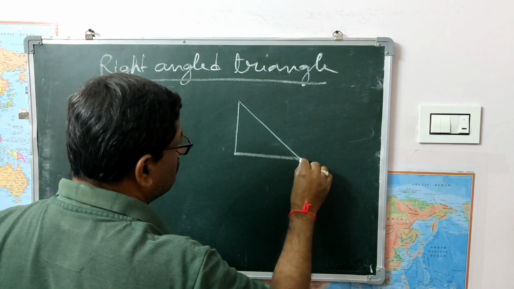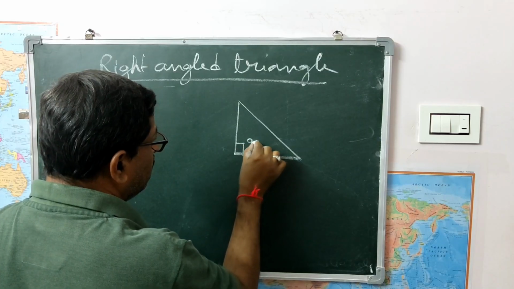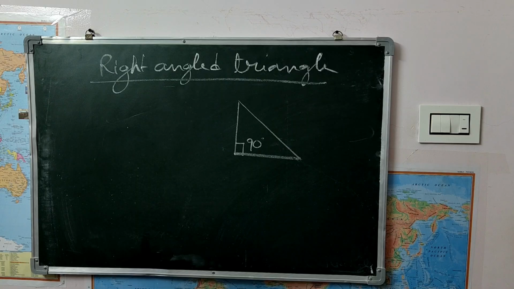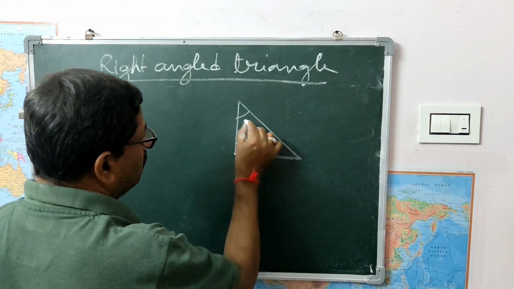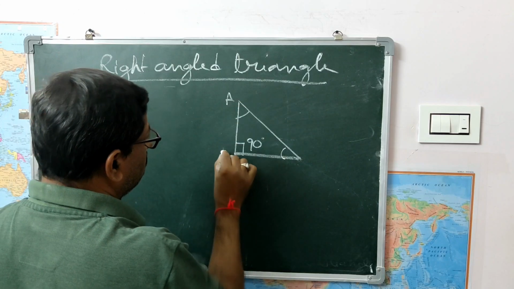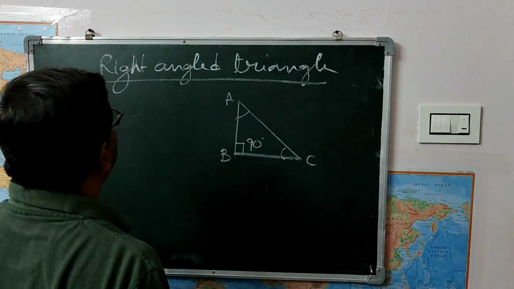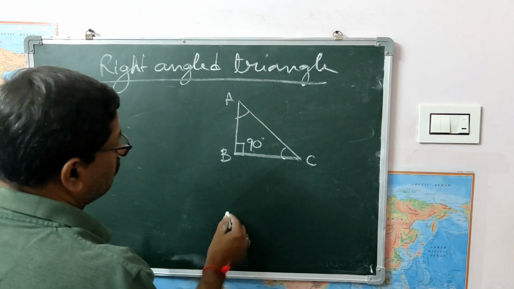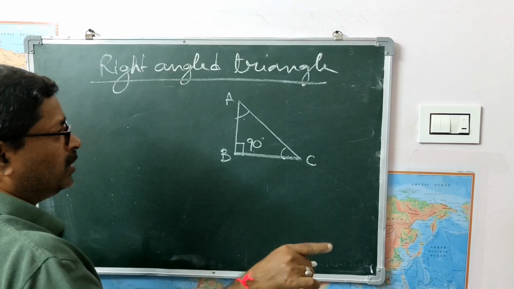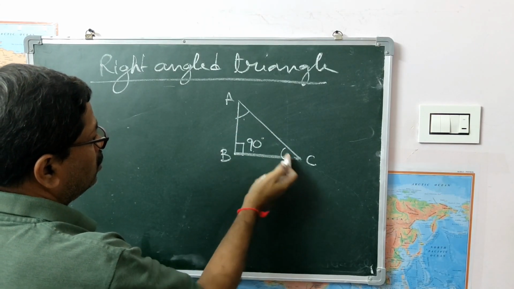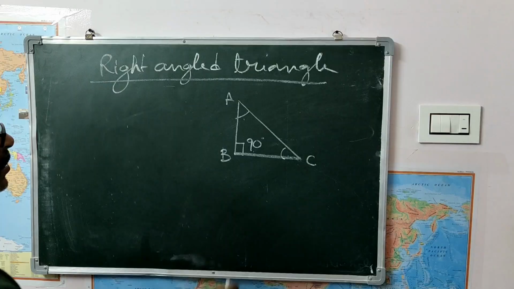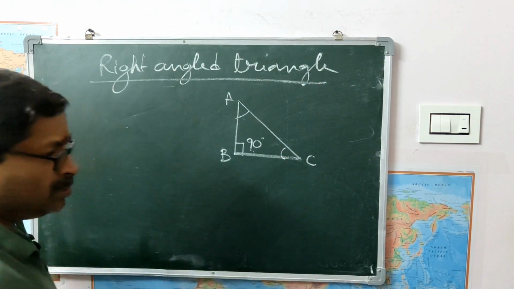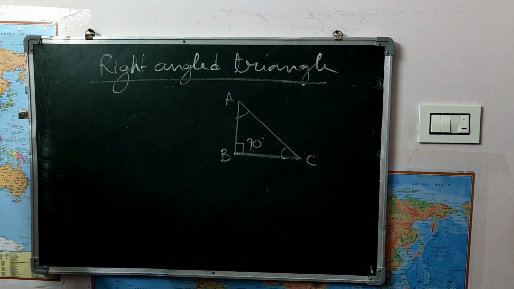It lies like this. One angle is 90 degrees, and the sum of the remaining two angles is 90 degrees. This one and this one. A, B, C. Right angled triangle, 90 degrees. And the sum of these two must be equal to 90 degrees because this is 90. All three should be equal to 180 degrees. Hence, since it is 90, the sum of the remaining two must be equal to 90 degrees. So this is what about right angle triangle.